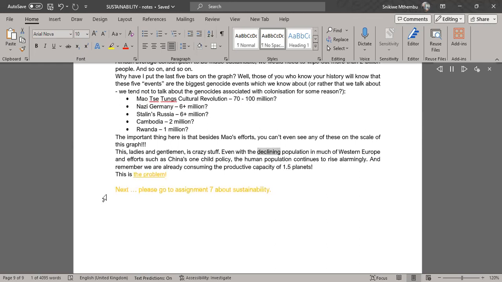Even with the declining population in much of Western Europe and efforts such as China's one-child policy, the human population continues to rise alarmingly. And remember, we are already consuming the productive capacity of 1.5 planets. This is the problem.